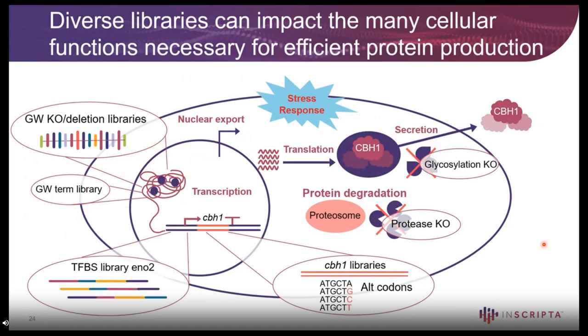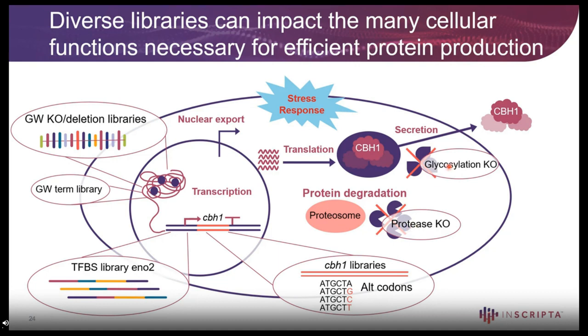Okay, so now if we look at the type of libraries and the cellular processes that were targeted by these libraries, or the hits that we identified, there were some interesting things to note. So we have these genome-wide knockout and deletion libraries targeting genes in the genome. We had genome-wide terminator libraries. We had libraries targeting the ENO2 promoter driving expression of CBH1. We had alternate codon libraries of CBH1, protease knockouts, and glycosylation knockouts.